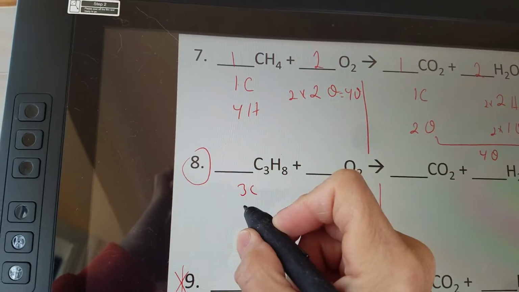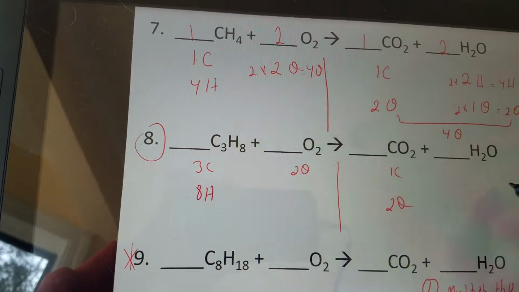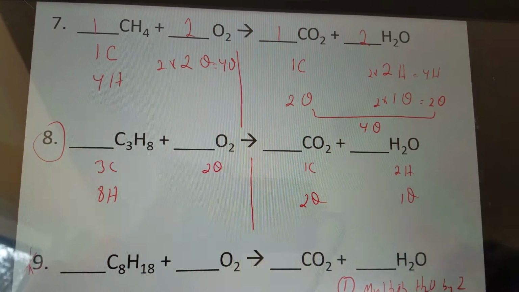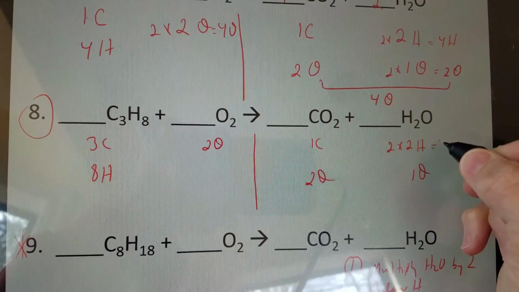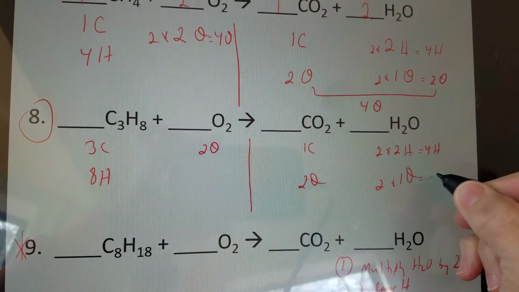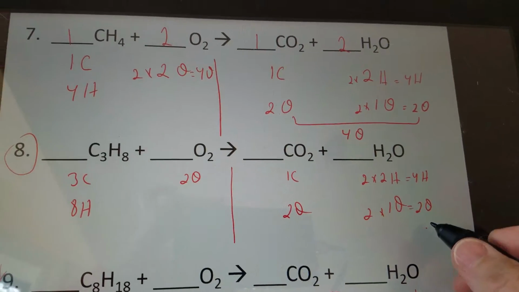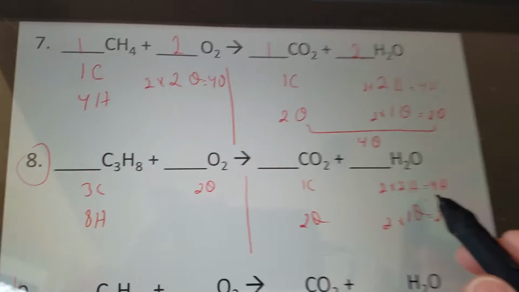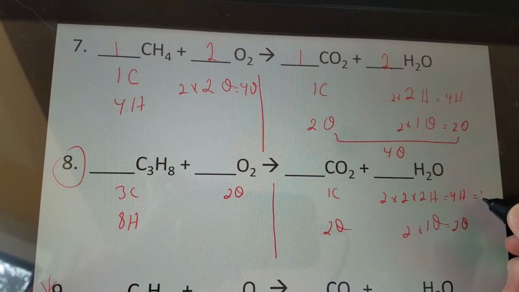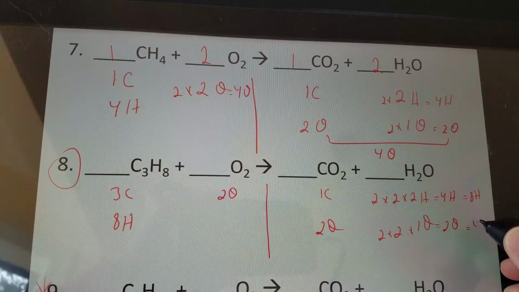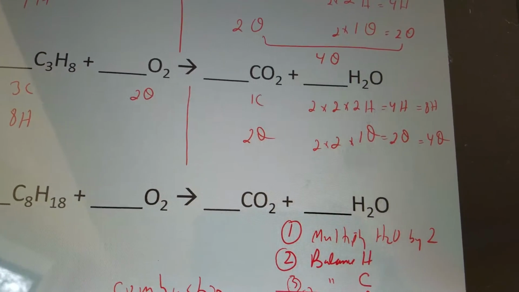So we have 3 carbons, 8 hydrogens, 2 oxygens, 1 carbon, 2 oxygens, 2 hydrogens, 1 oxygen. So again, following our steps, the first thing we're going to do is multiply our water by 2. So that's going to give us 4 hydrogens and 2 oxygens. Then we want to balance our hydrogens. So we have 4 hydrogens here, 8 hydrogens here. So I need to multiply this one by 2 to make it 8 hydrogens. Again by 2, that will make it 4 oxygens. So our hydrogens are balanced now.